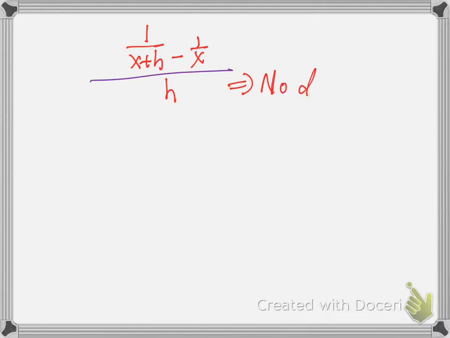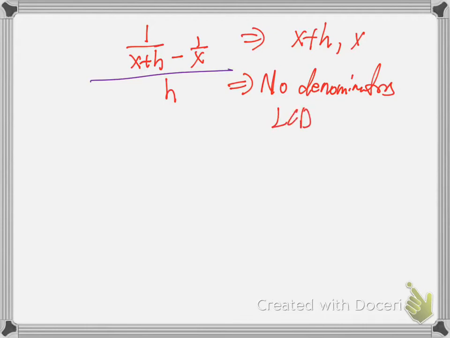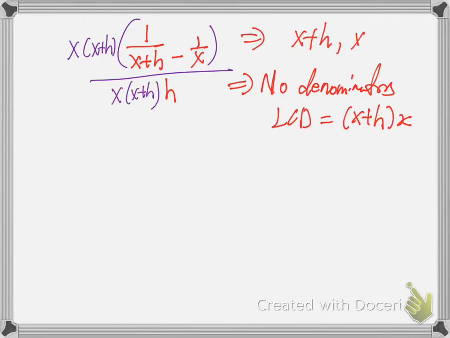So no denominators here. For the denominators on top, we have x plus h and x. So what's the LCD of all denominators on top and bottom? It's x times x plus h. So top and bottom, we multiply by x times (x plus h). The bottom we keep, since nothing can be cancelled: it's (x plus h) and h.